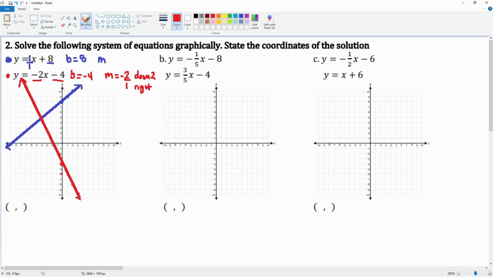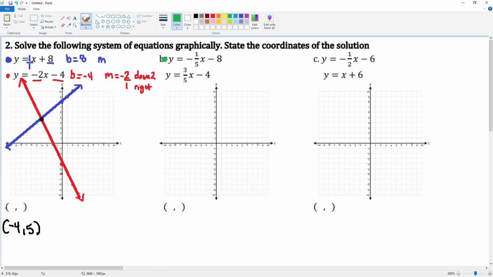And then the intersection should be the solution. It looks like the intersection is at -4 comma 5. All right, so that looks like the solution. If not, you can just plug it into Desmos to double check. All right, so let's do the next one.